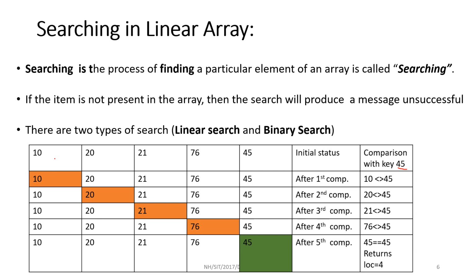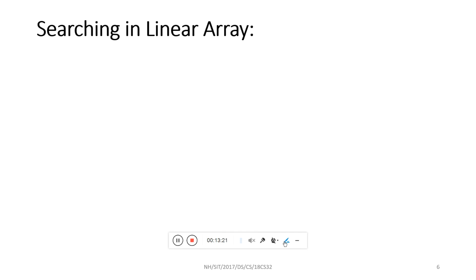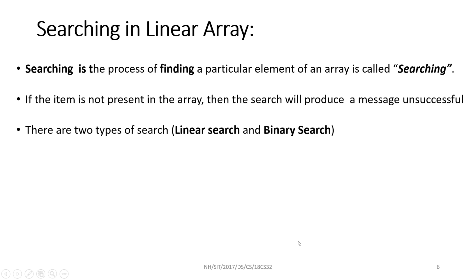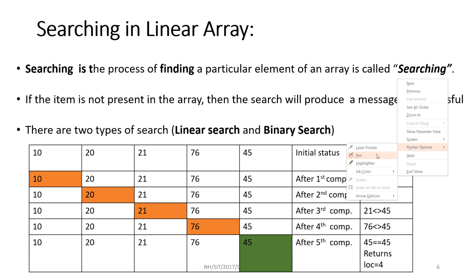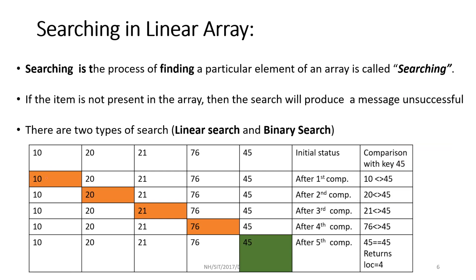Now we are in the pointer position 0th. 10 and 45 are compared. They are not equal, but our operation has to be completed, so we'll go to the next position. Increment the pointer. Now the pointer is pointing to the second element, index 1. 20 and 45 are compared. They are not equal. Proceed further.